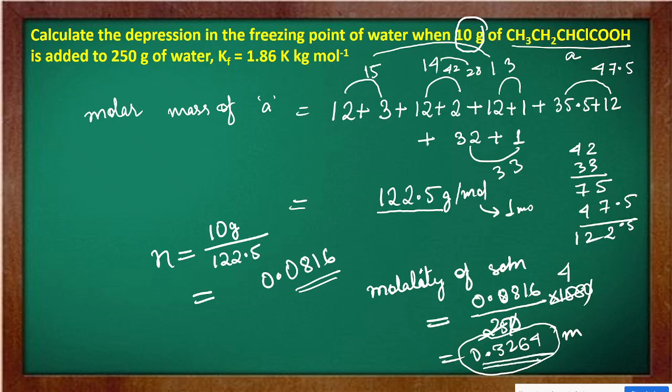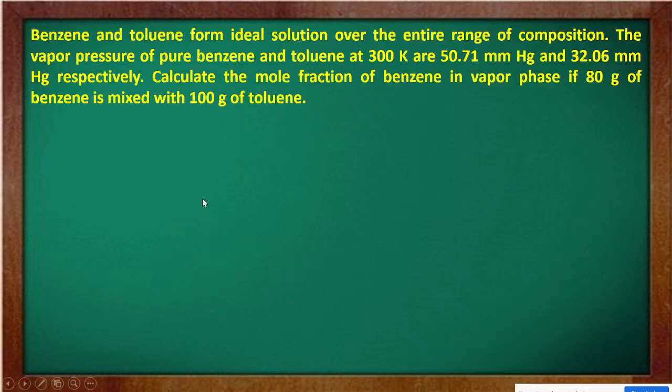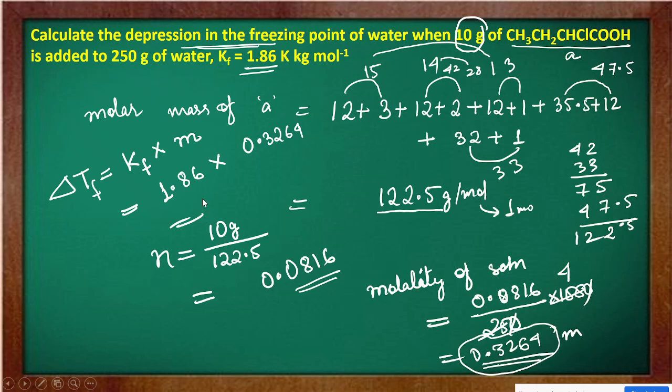Now you got the molality and you have to calculate the depression in the freezing point. So for the depression in the freezing point, we know that delta Tf is equal to Kf multiplied by your molality. Now the value of Kf is given to you in the question. This is 1.86, multiplied by the molality, which is 0.3264, and when you multiply it, you will get your depression in the freezing point.